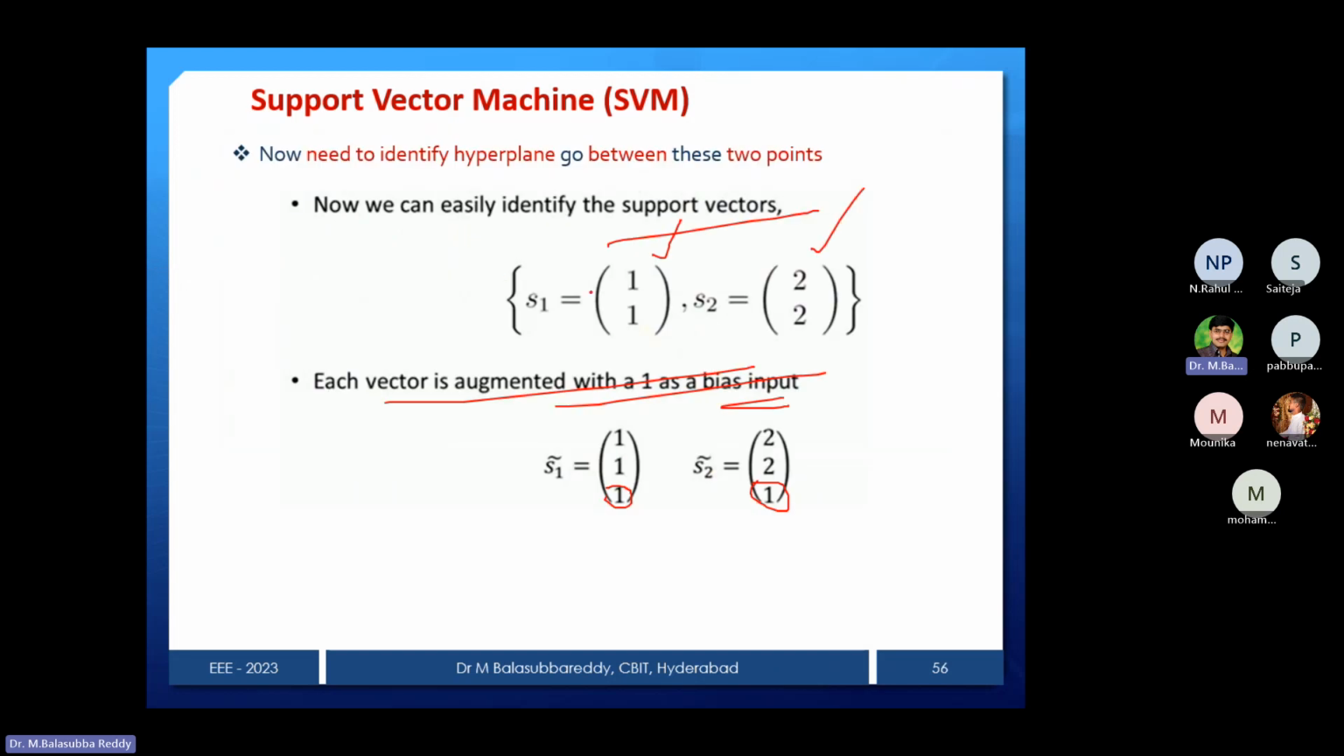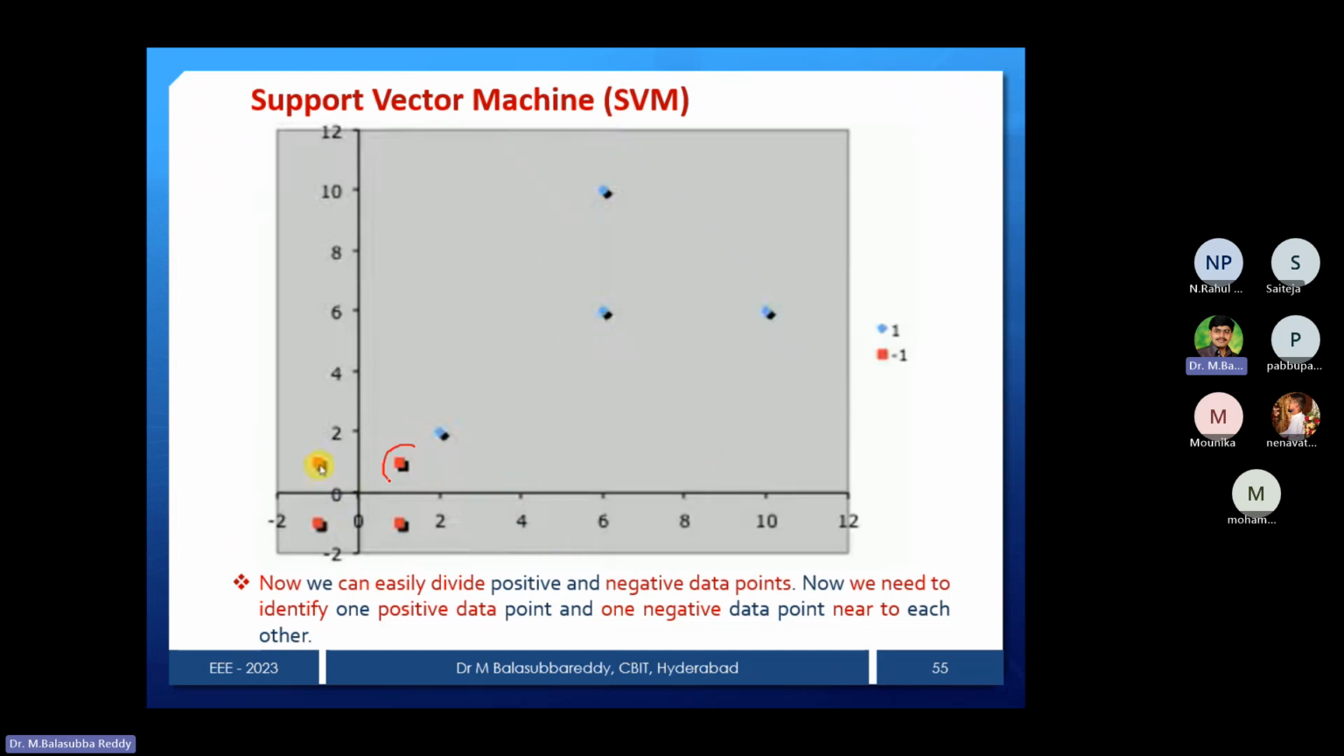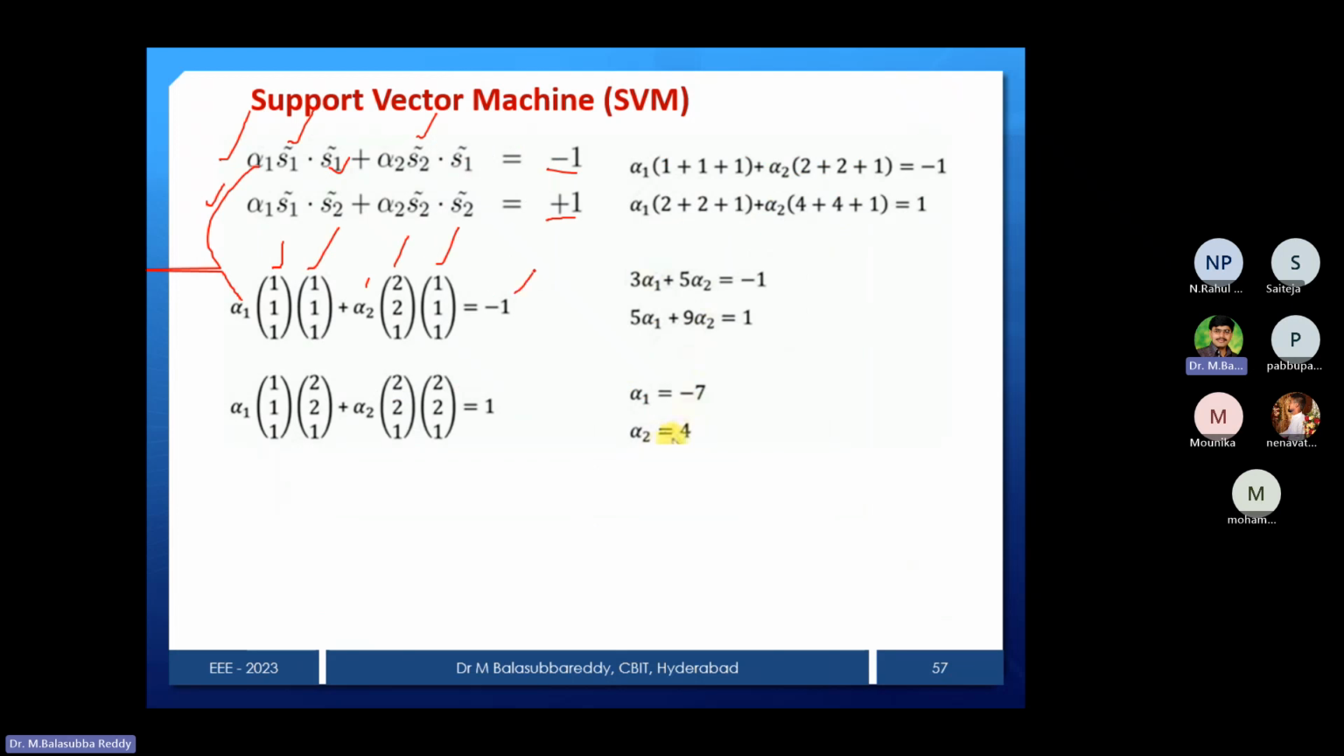Why do I call it -1? I consider this because, as per the diagram, 1 comma 1 is this one. This is red, so it is the negative plane. This one will be positive data. That's why this will be -1, and this will be +1 as per our formula itself. This is one equation and this is another equation. So 2 equations and 2 unknowns. We'll get the values: alpha 1 is -7 and alpha 2 is equal to 4. So now we have alpha 1 and alpha 2.